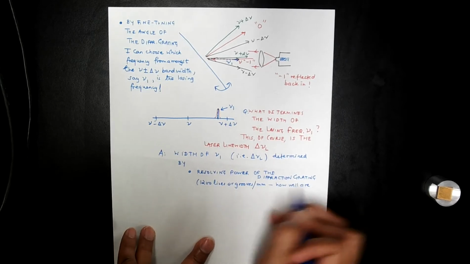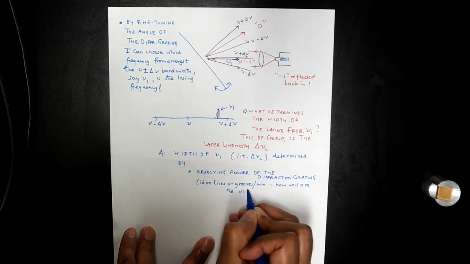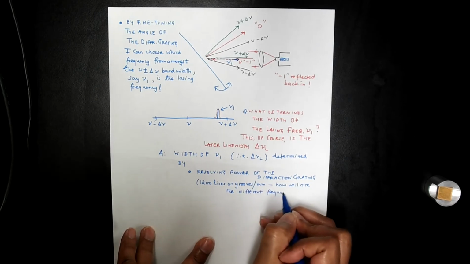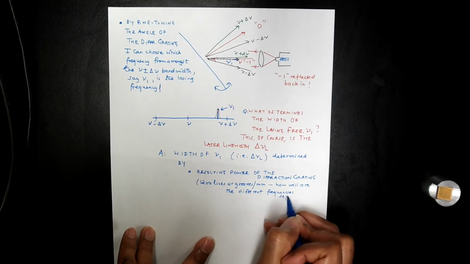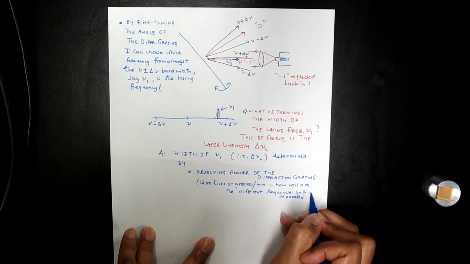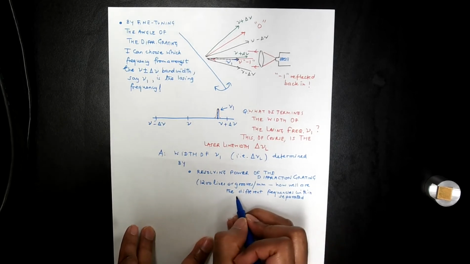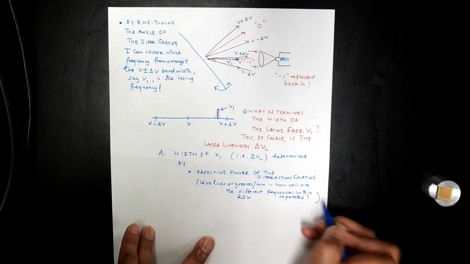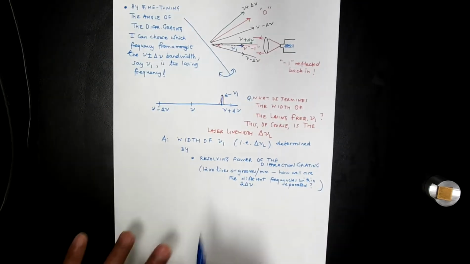How well are the different frequencies separated, within 2 times delta nu separated? So that's from the resolving power.